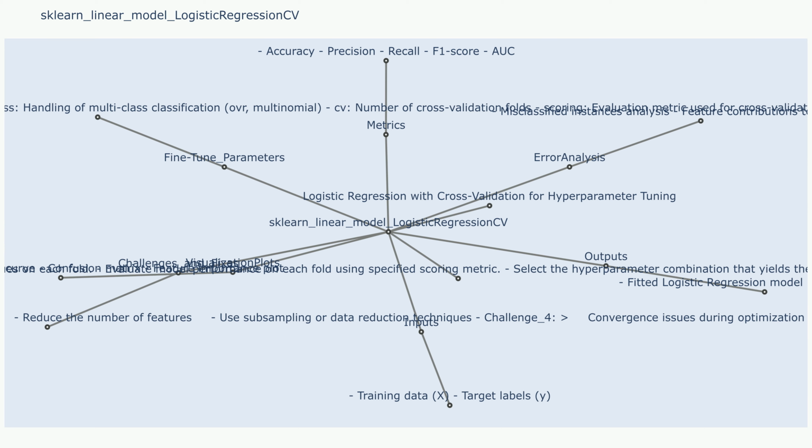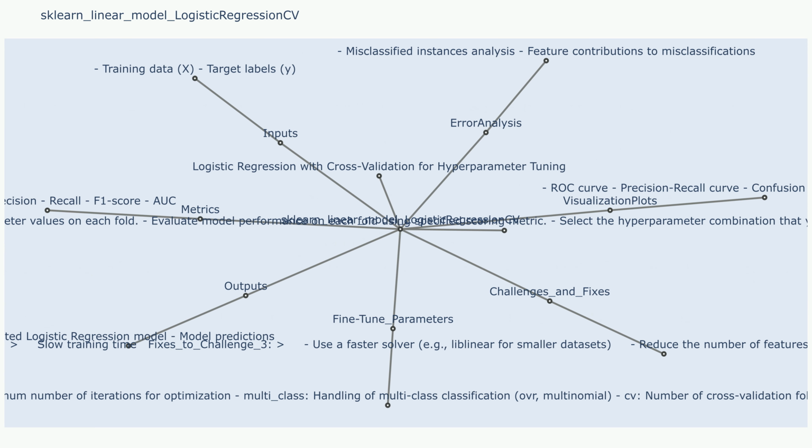Outputs. coef_. This is the (n_classes, n_features) array, where each row represents a class and each column represents a feature. It stores the learned coefficients for each feature for each class. Intercept. This is an n_classes array, where each element represents the intercept term for each class. It stores the bias term for each class.